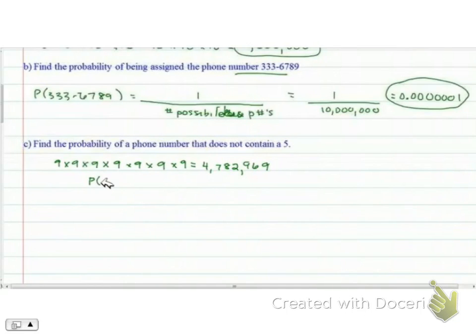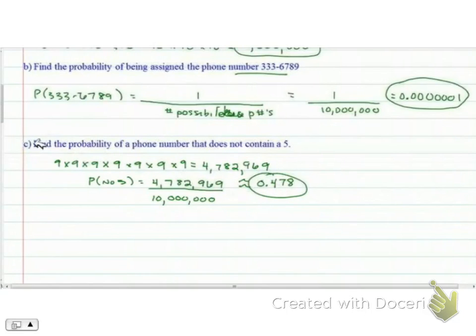So now, all right, we're ready to find the probability of getting no 5s. So the probability of getting no 5s, here we're going to take our number, the number of times that it could happen, over our total number of possibilities, right? And we get roughly 0.478. So the probability that a phone number does not contain a 5 is 0.478, okay?